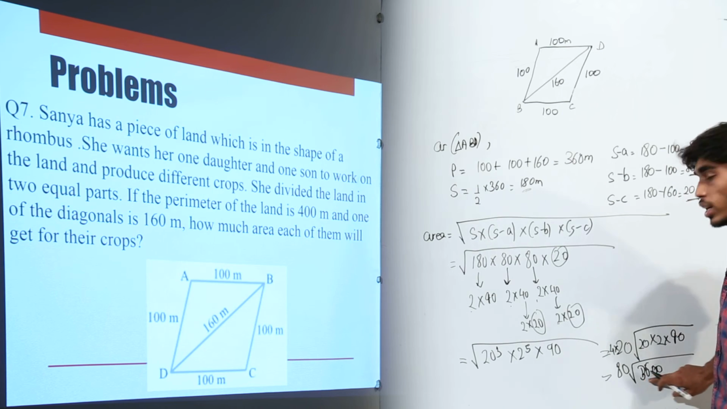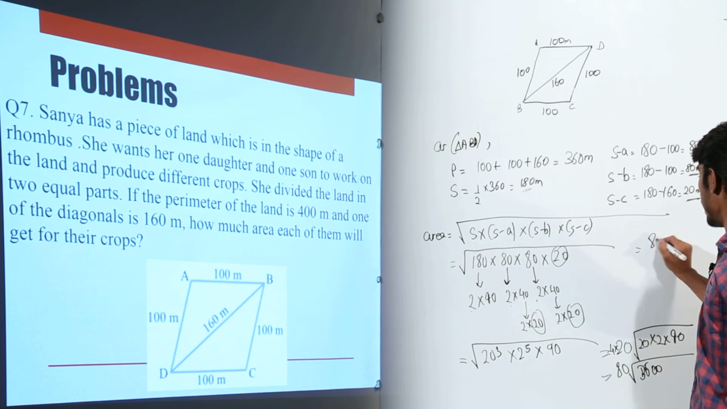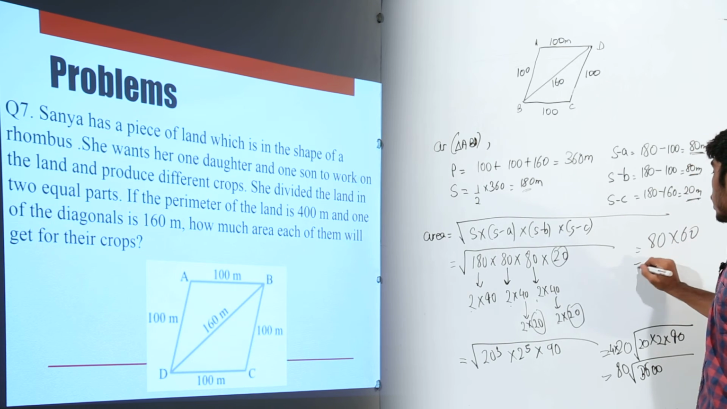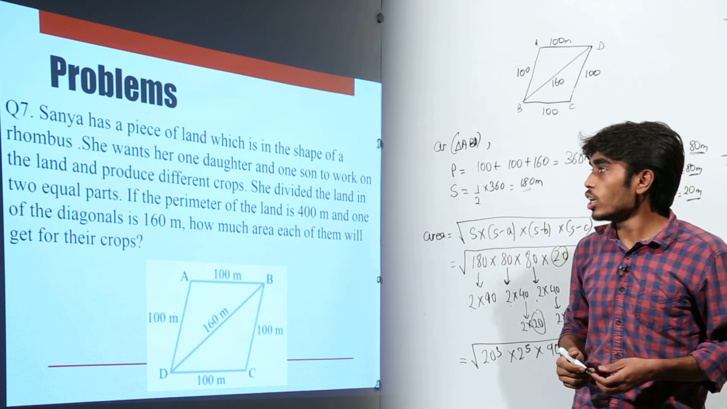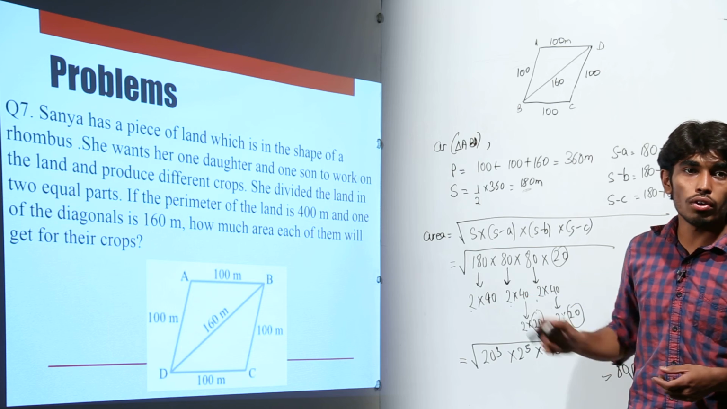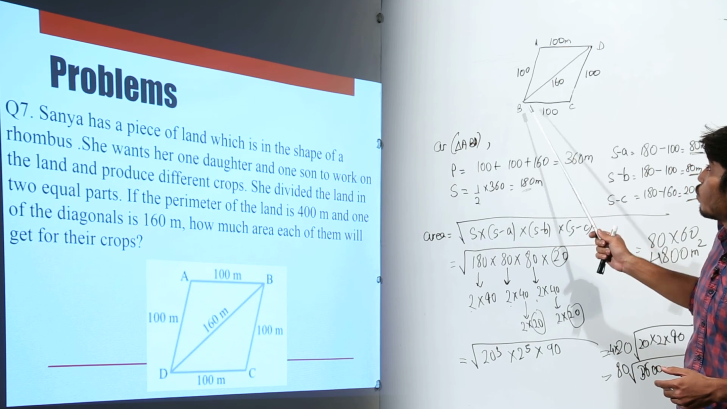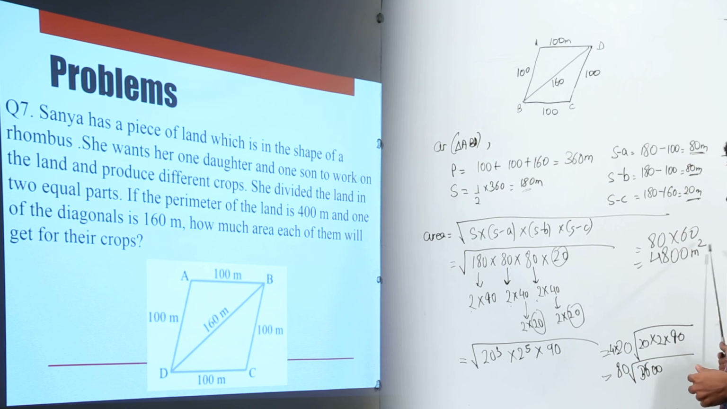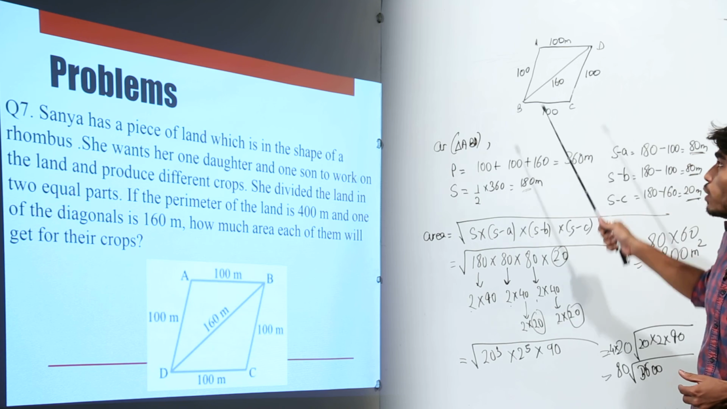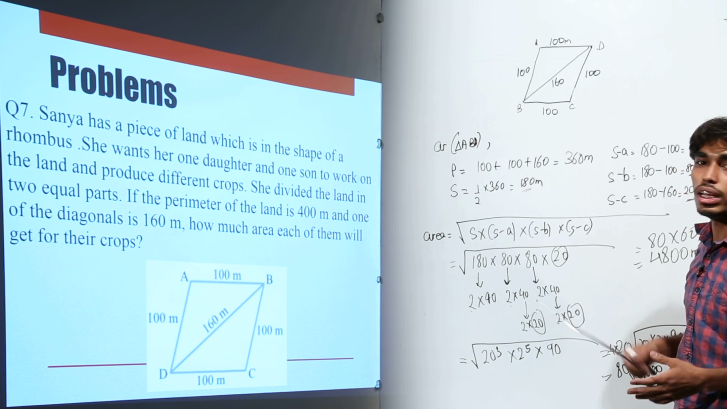3600. So 3600 under root is nothing but 60. So this is 80 into 60, that is 4800 meter square. So the area of the triangle is 4800 meter square. Similarly, the area of the second triangle BCD would be 4800 meter square, because a rhombus when divided by a diagonal divides the rhombus into two triangles of equal areas.